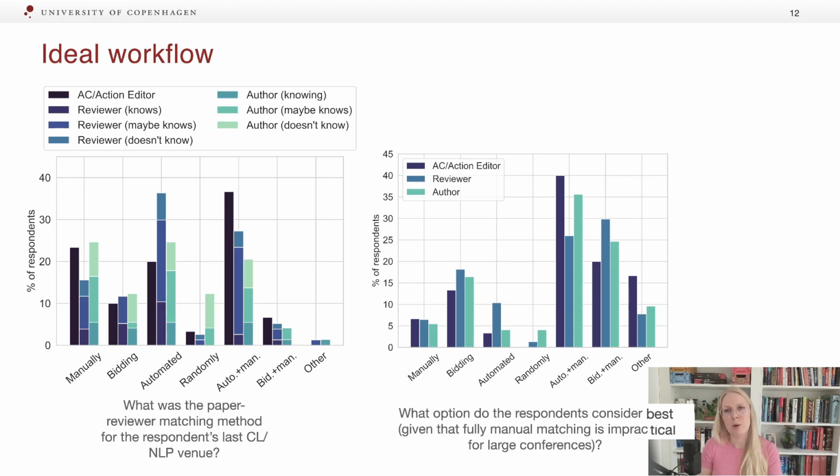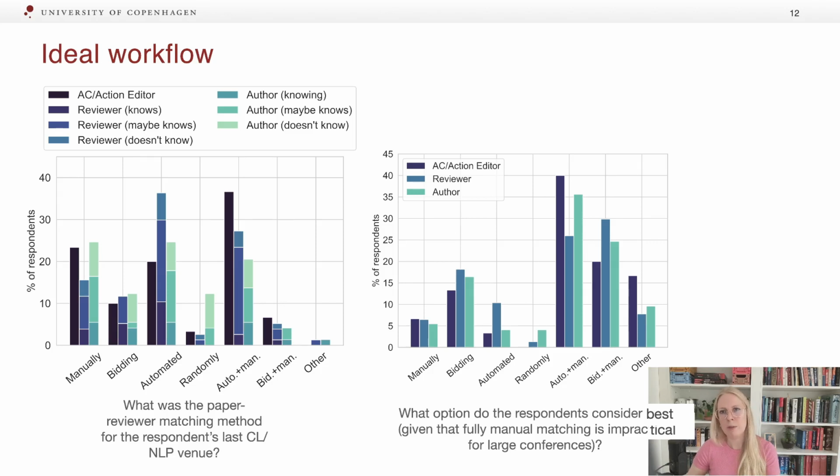We then asked respondents what paper assignment process they would prefer. And we see a clear difference between what respondents believe to be the process and what they believe is the more ideal process. Most editors and authors opted for the automated plus manual process, but for the reviewers, this is the second preferred process, with instead larger support for bidding plus manual checks. There is also fairly large support for pure bidding from respondents in all roles. And while pure automated assignments are both known and believed to be, by our respondents, one of the most used methods, it has very little support as an ideal assignment method.